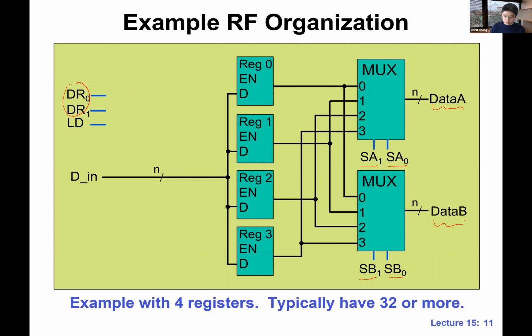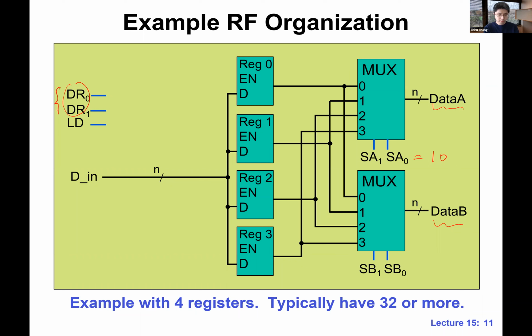Just want to make sure that you understand what's going on. If SA is, let's say, 1, 0, which register do we read out for data A? Just want to make sure that you are following me. Very good. Reg 2. Basically, SA is just telling us the index of the register that we are reading. Same for SB. Okay, good.